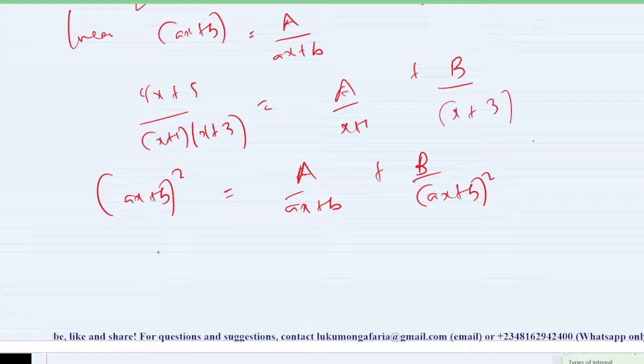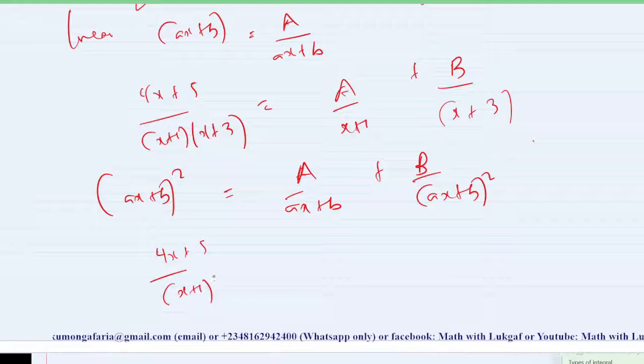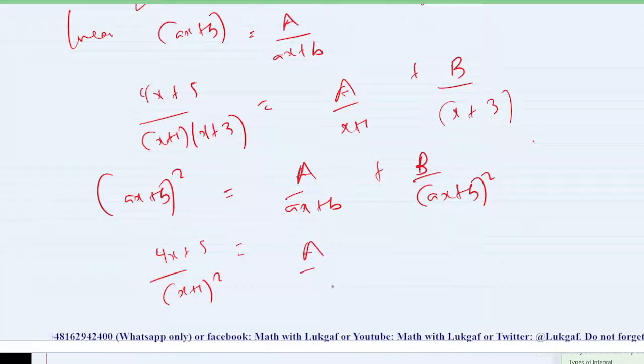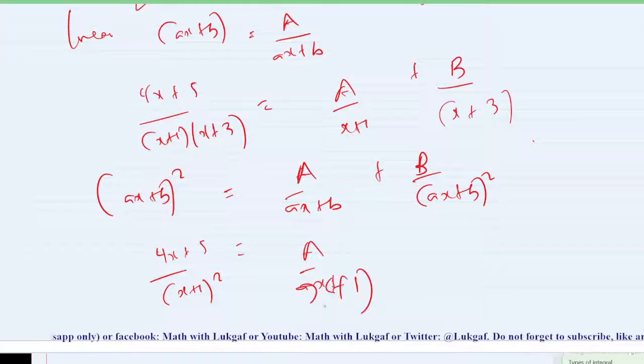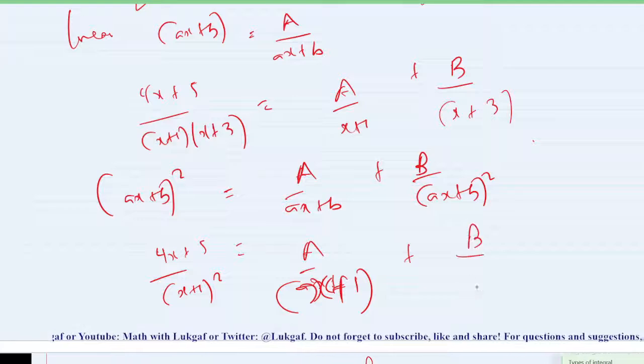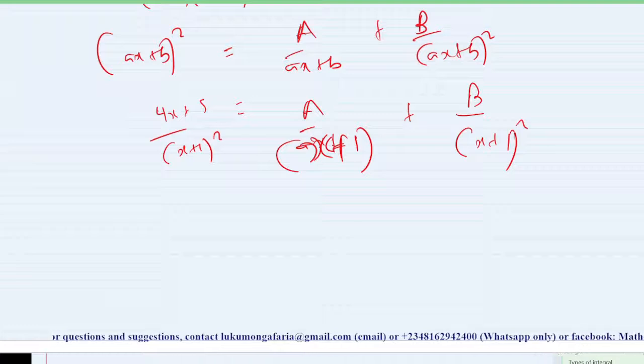In essence, if I have (4s + 5) divided by (s + 1) squared, then if you want to resolve it partially, this will be A over (s + 1) plus B divided by (s + 1) squared. Even if it is raised to power 3, then you are still going to have plus C over (s + 1) raised to power 3. That's for repeated factors. You understand?